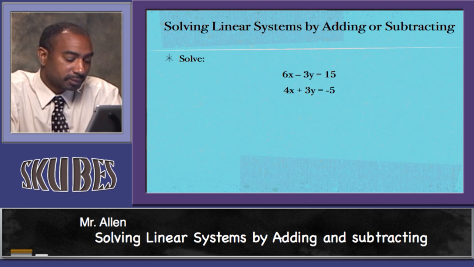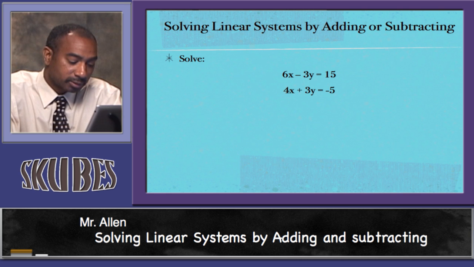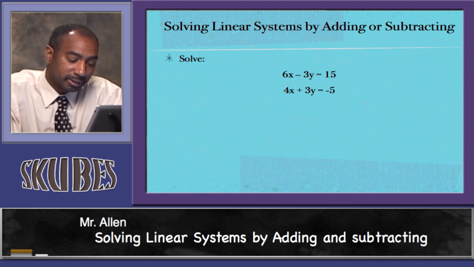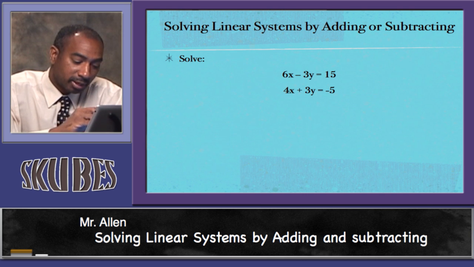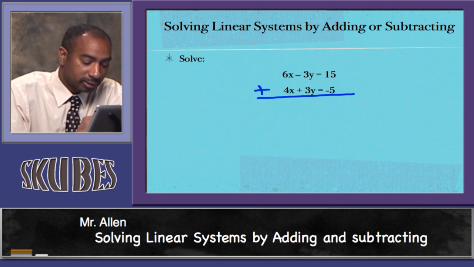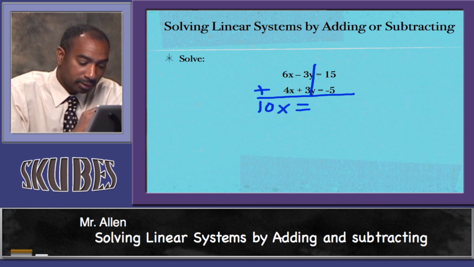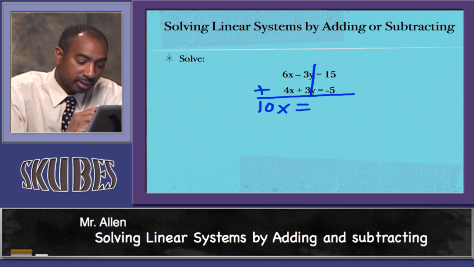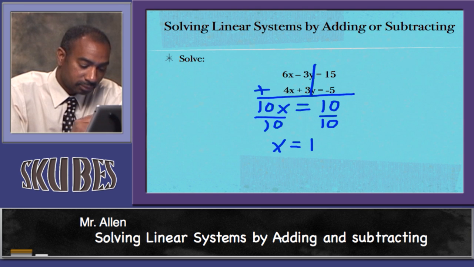All right, solve. 6x minus 3y equals 15, and 4x plus 3y equals negative 5. If you look at the y variable, you see they're opposites. I have negative 3y and positive 3y. So I can go ahead and add these up. 6x plus 4x is 10x. The y's cancel out. 15 plus negative 5 is 10. So I divide both sides by 10. X is 1.